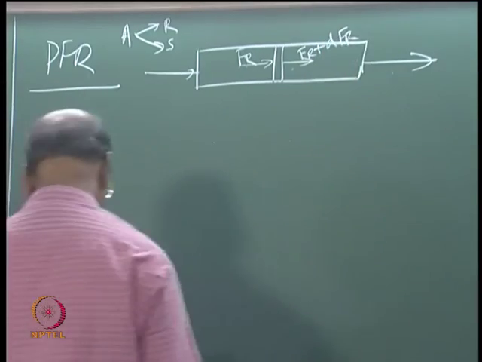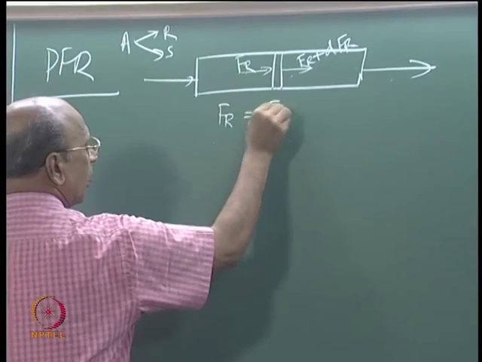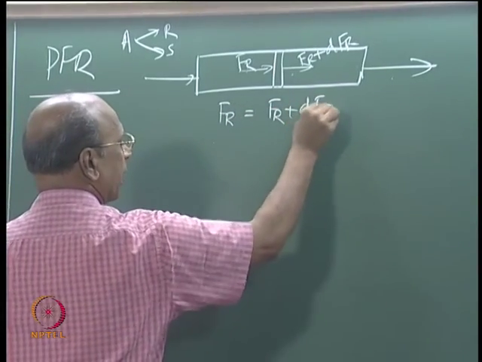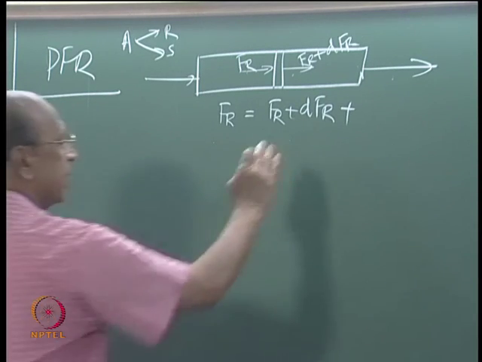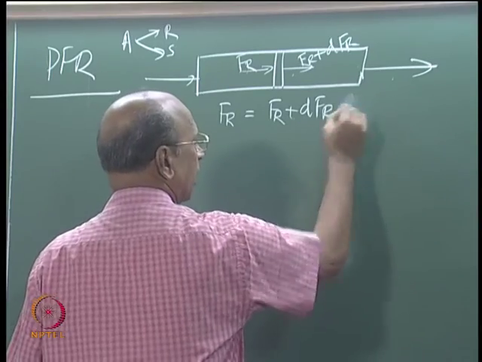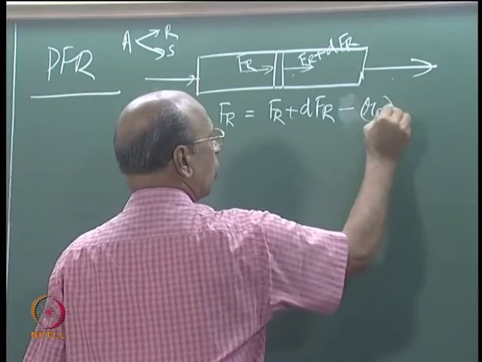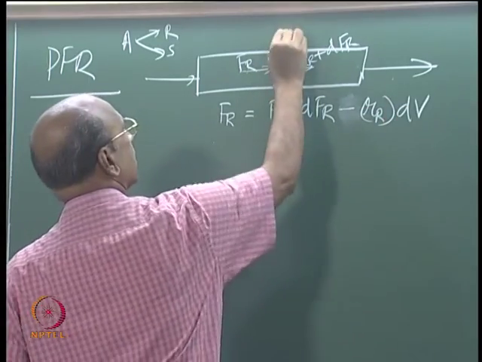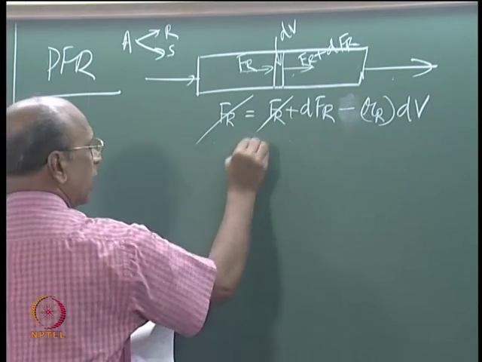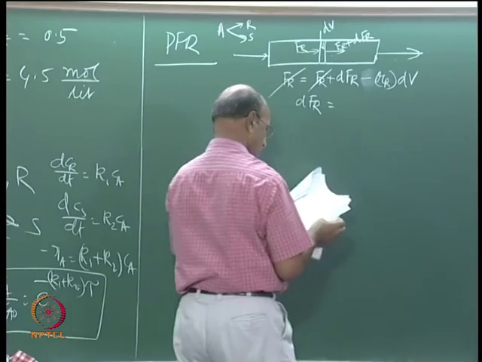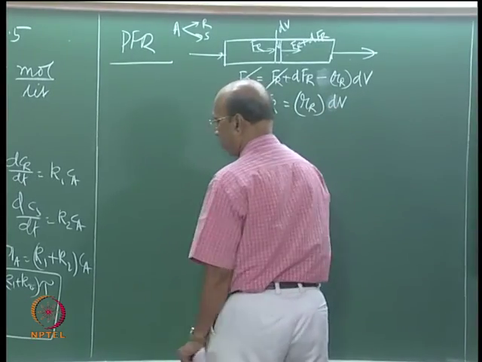So, this is FR, dFR. Tell me what is entering, what is leaving. FR is entering. FR plus dFR is leaving. Plus, what is the reaction term? Minus R into V. It is not plus here because we are now writing for product. So, minus RR into dV. This is dV. So, FR will get cancelled. So, dFR equal to RR into dV.